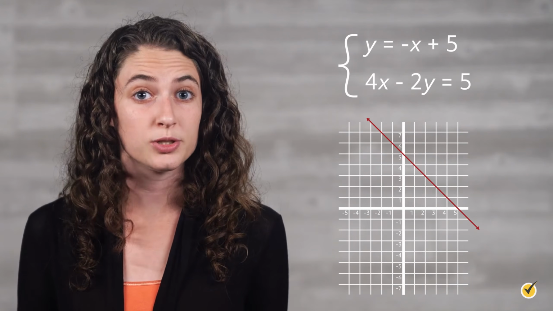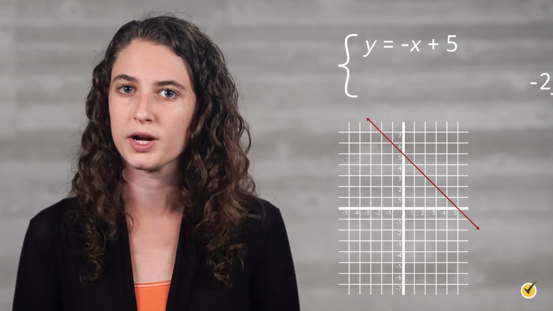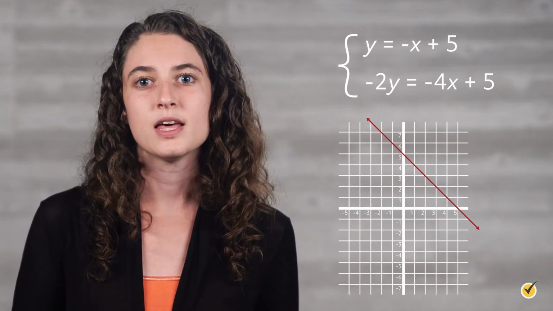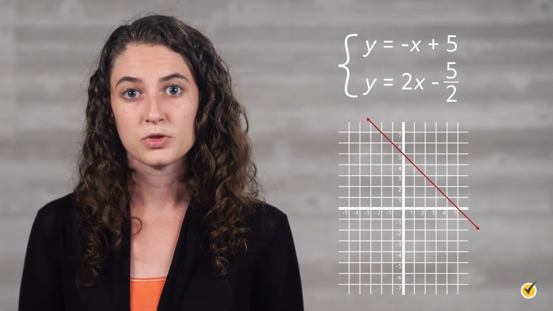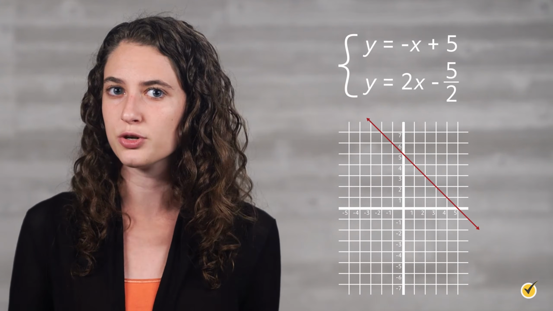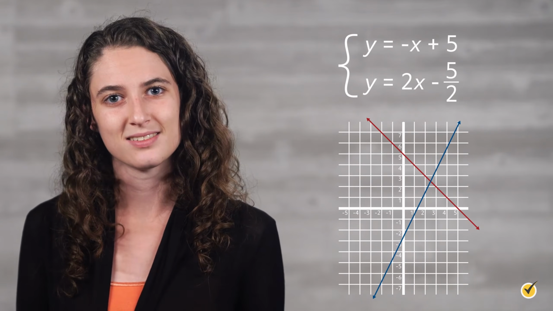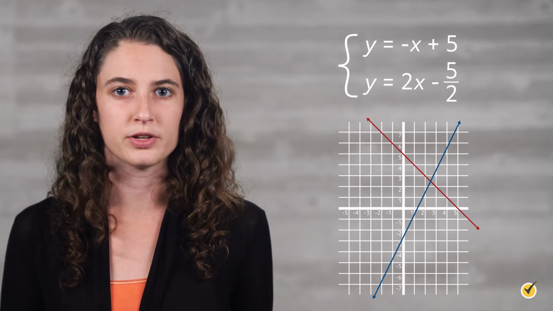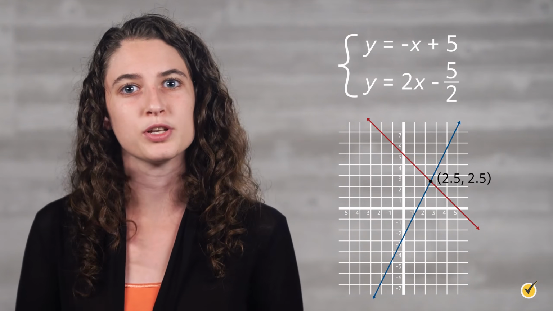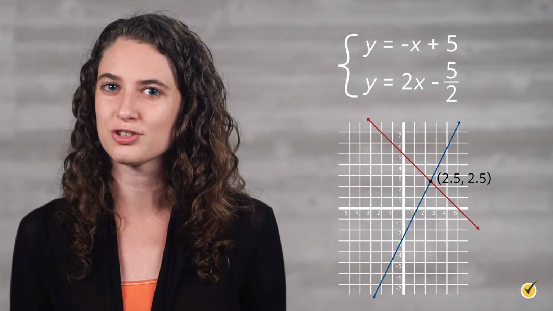To put the second equation in proper form, first subtract 4x from both sides. Then, divide both sides by negative 2 to get y by itself. So the second line has a slope of 2 and a y-intercept at negative 5 halves, and we draw it like this. Now that we have both lines drawn, we can once again spot the point of intersection. This time, it's at the point 2.5, 2.5, which is our solution.